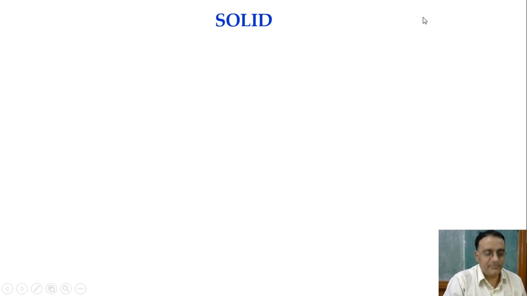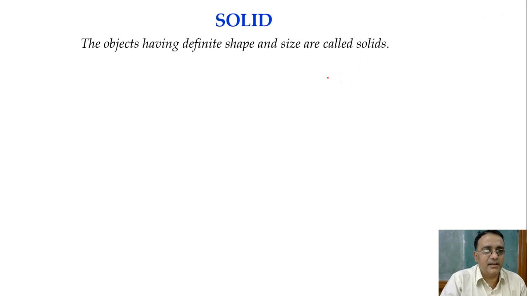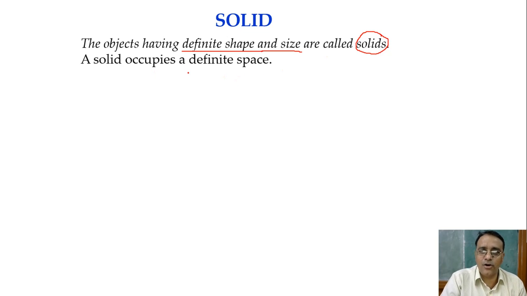What is solid? Solid is the objects having definite shape and size. Whatever the objects having definite shape and size, those objects are called solids. And solid occupies a definite space. And there are different types of solids we have studied in last year.